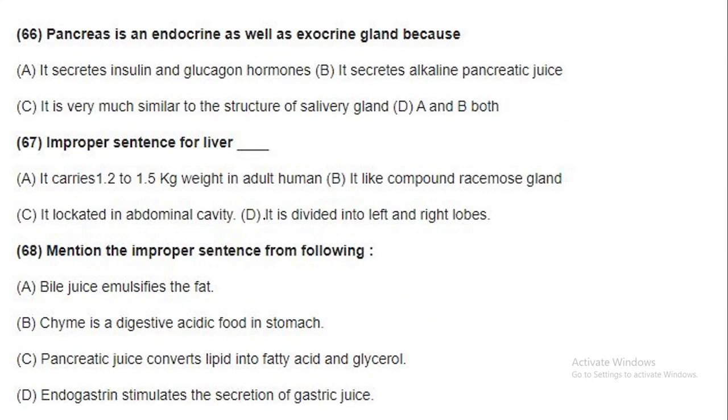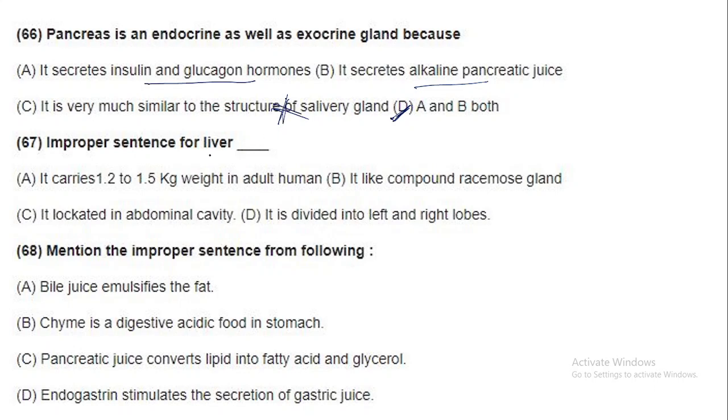Okay, next one. Pancreas is an endocrine as well as exocrine gland because it secretes insulin and glucagon hormones. It secretes alkaline pancreatic juice. It is very similar to the structure of salivary gland. I think the right answer is both A and B, because it is producing pancreatic juice as well as the hormones. Its structure is not similar to salivary gland because salivary gland is exclusively exocrine. It has got ducts that open into the buccal cavity and not just pass its secretion into the bloodstream like endocrine gland. So salivary gland is an exocrine gland.